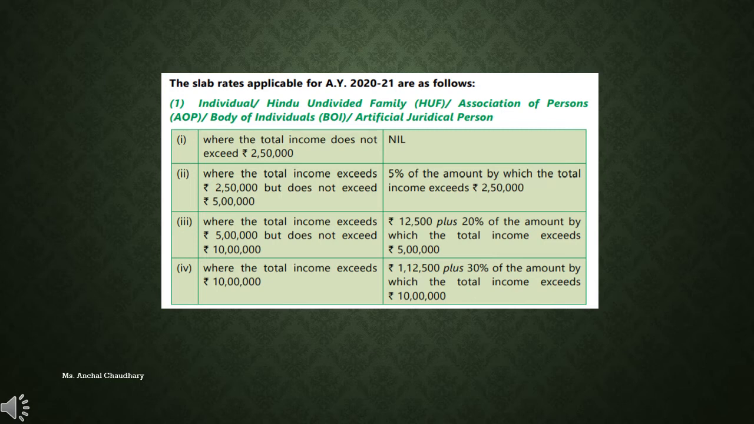And in the last situation, whenever your total income is exceeding 10 lakh, in that situation you have to pay a tax of 30%. So this is how you have to calculate the taxation rates of your individual, HUF, AOP, BOI and AJP.